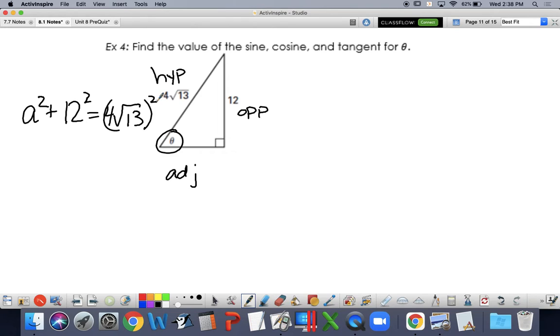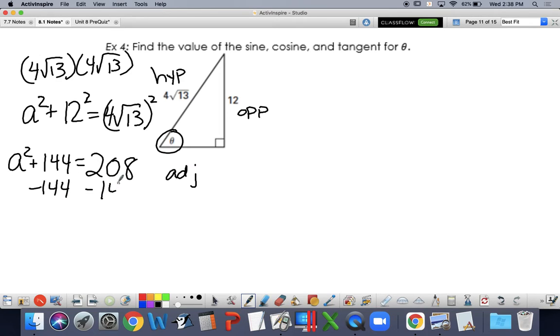Let's talk about this math here. 4 times the square root of 13 squared. So this means 4 square root of 13 times 4 square root of 13. What's the square root of 13 times the square root of 13? 13. So I really just have 16 times 13. 4 times 4, which is, what is it? 208. Thank you.